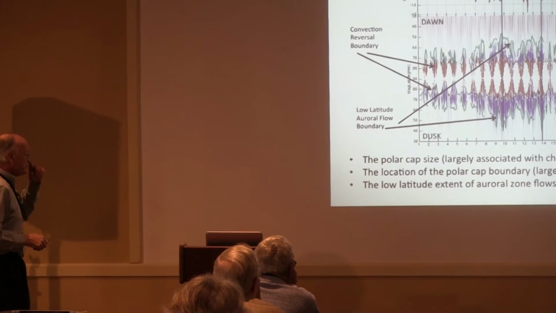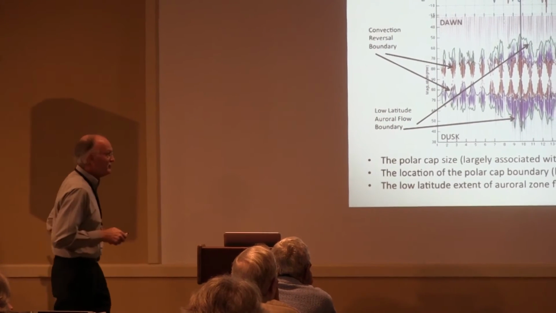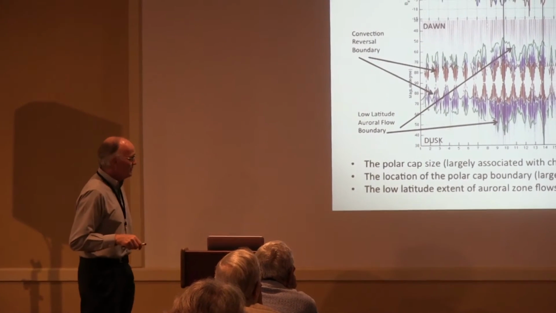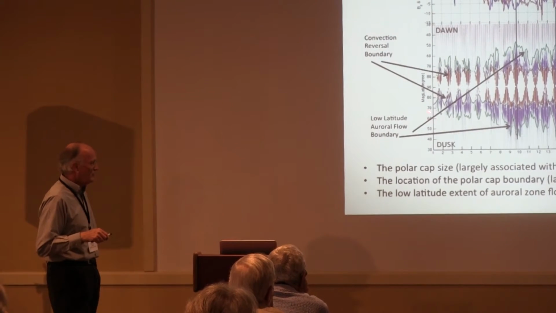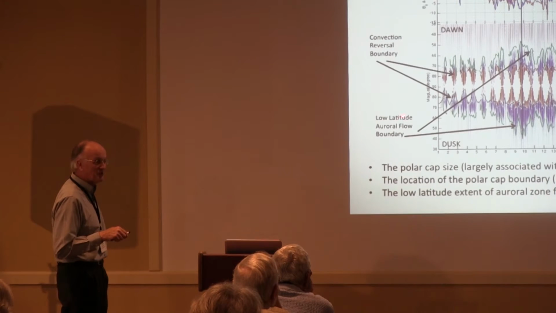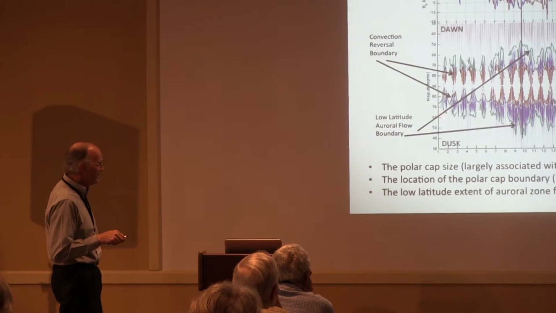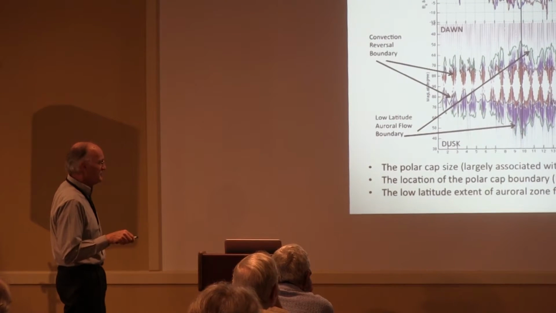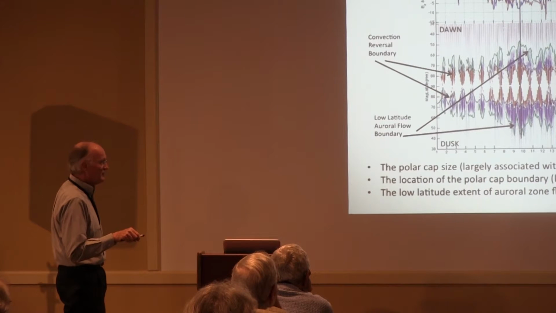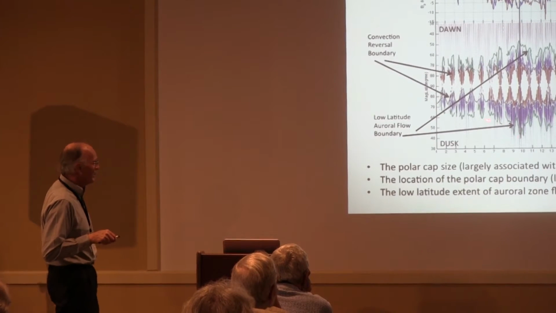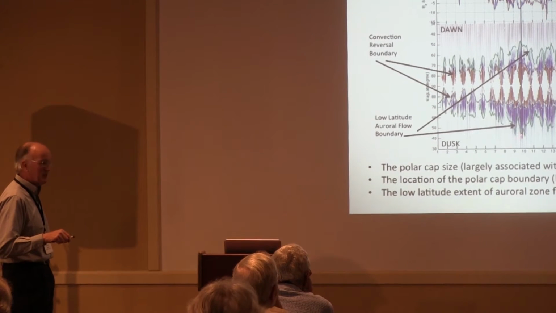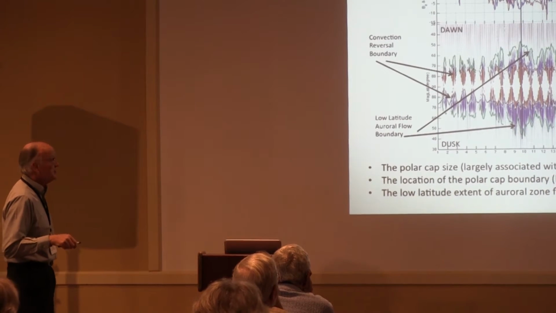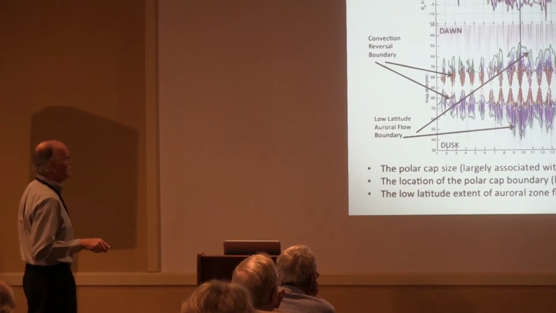The other boundary you can see is the latitudinal extent of the convection pattern, and we determine this, or I should say one of my students determines this, by looking at the gradient and the magnitude of the flow as a function of latitude. And this green boundary, where you can determine it, shows the low latitude extent of the convection pattern. And you can see it varies greatly from maybe 60 degrees all the way down to 40 degrees and even further in some fairly large geomagnetic storms.